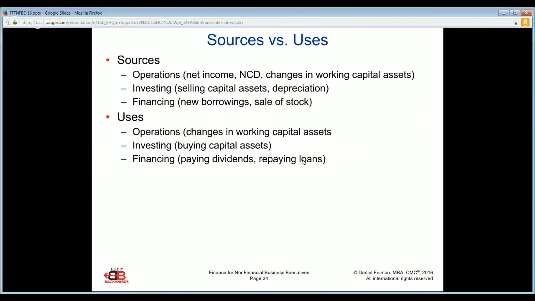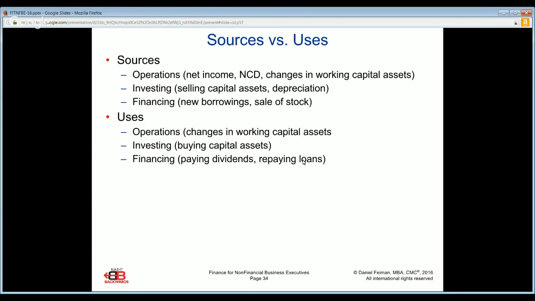On the investing side, when we sell capital assets, it'll be a source of cash. Our depreciation is a source of cash. Again, we're going to look at both the inflows and outflows in each of these areas. With financing, new borrowings and new sales of stock are both sources of cash. So now let's look to see how we use cash in these same areas.